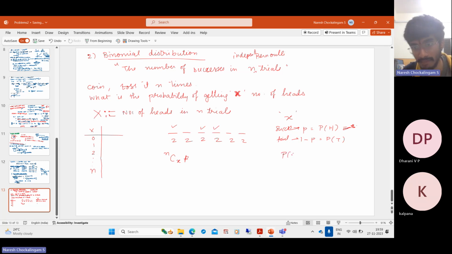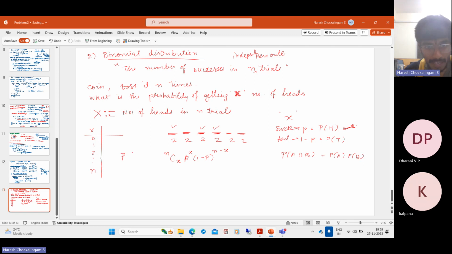If two events A and B are independent, we saw that the probability of getting both is equal to P of A times P of B. So getting a success in this trial and a success in this trial and a success in this trial, you need to multiply. How many times? There are X such successes, so it is P power X. Not only that, you also need to get failures in n minus X number of trials. So it is times (1 minus P) power (n minus X).